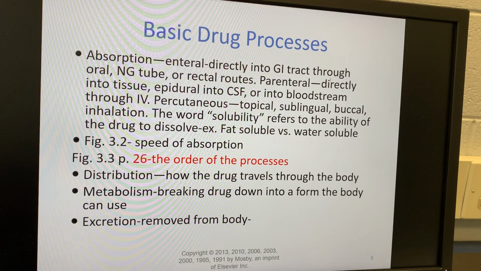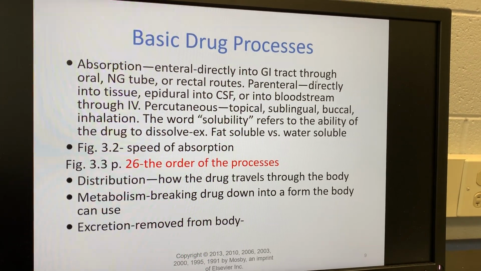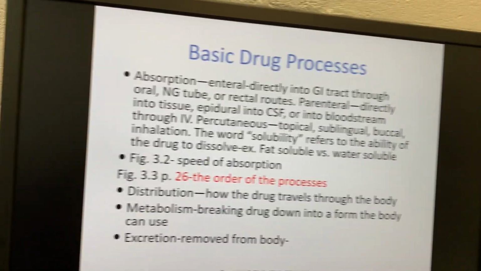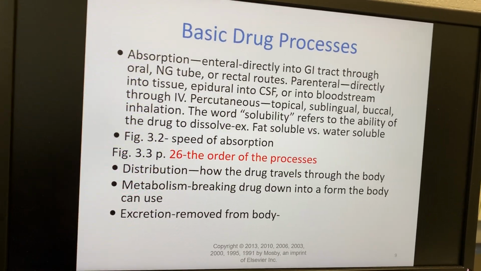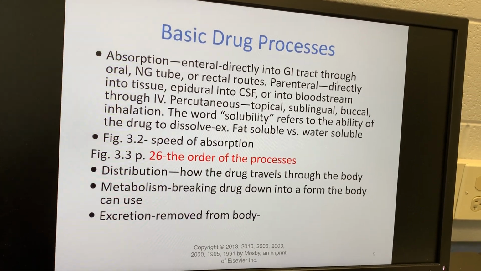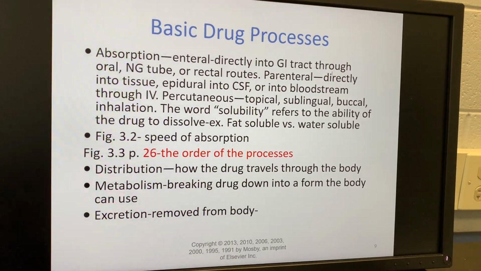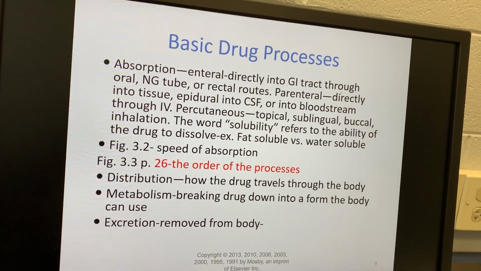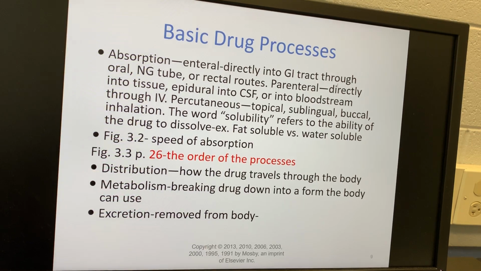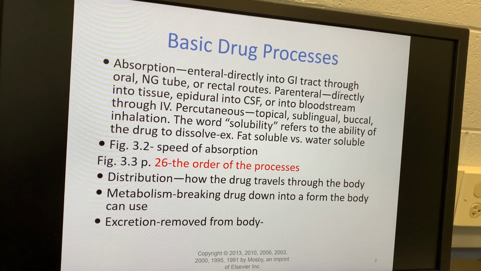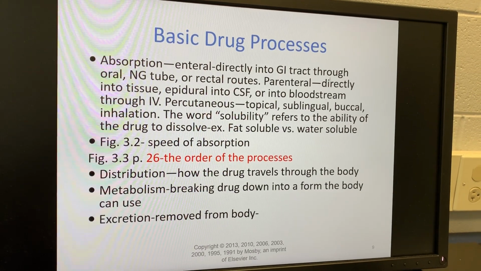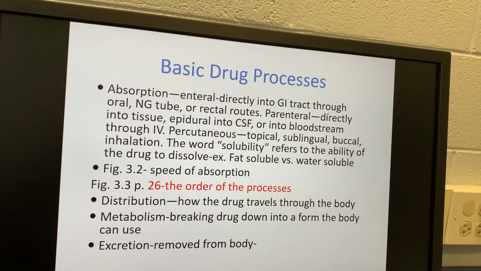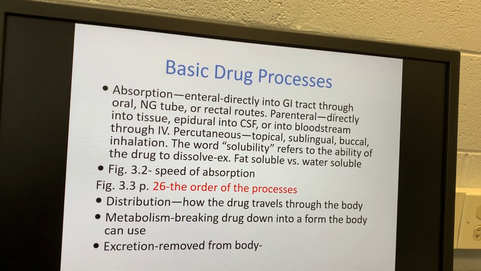On page 26, we sort of get the order of the process. We're going to come back and look at the top of page 25, diffusion, osmosis, and filtration. But let's go to page 26, and we see that absorption takes place first. Then, one way or the other, the medication has to be absorbed somehow into the blood and the tissues, and this is when it works by diffusion, filtration, and osmosis. Then the drug is distributed. How does it travel through the body? Usually carried through blood or lymph fluid. And then it gets to the site of action.